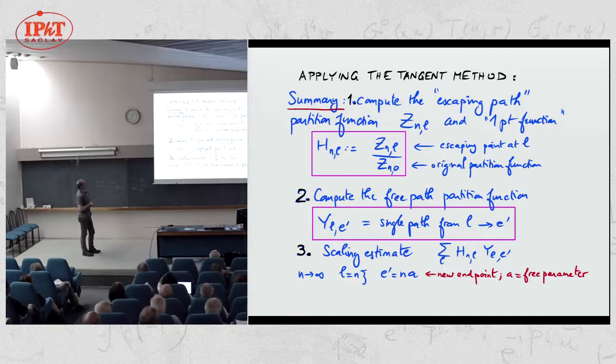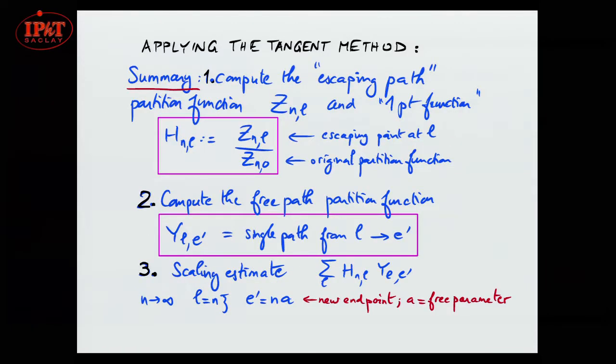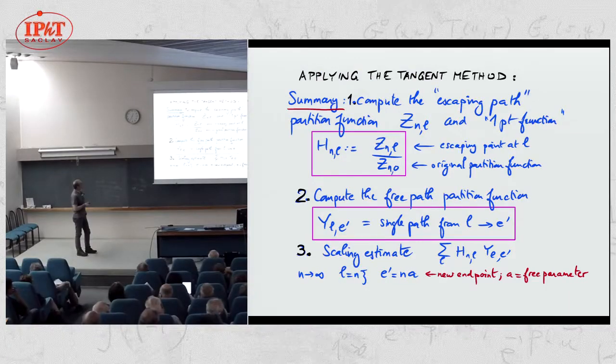by computing partition functions. What you have to do now is to compute the escaping path partition function. I call it Z_N^L. I just generically call L the displacement of the exit point from the original endpoint. So you have a certain partition function Z_N^L, and you can form a one-point function by dividing it by the original partition function, in which the displacement was 0, right? And then you have a second piece, which is what happens after you exit the domain, and there it's very simple. In general, it's just a single path with certain rules on this lattice, which goes from the exit point to the endpoint that I have moved away.